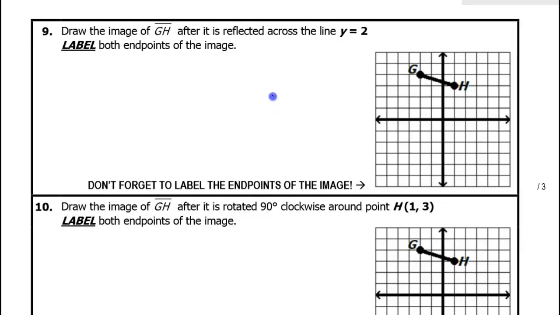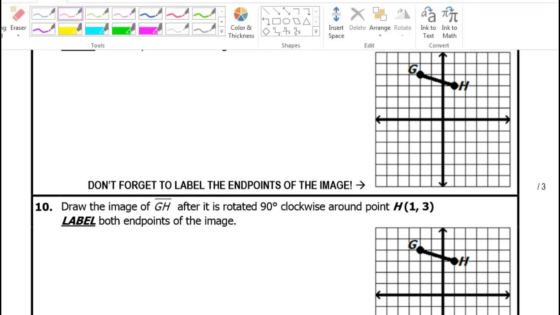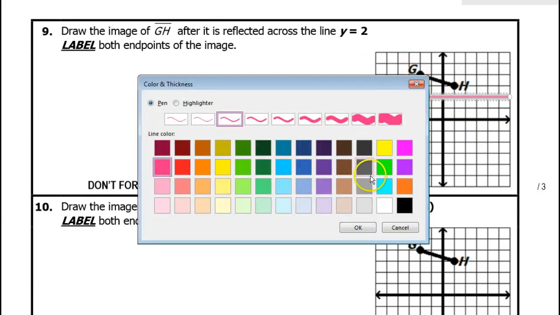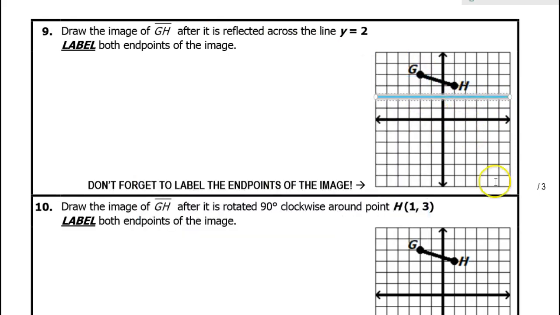Alright, so problem number 9. Draw the image of segment GH after it is reflected across the line y equals 2. The line y equals 2 is a horizontal line at 2, so keep that in mind as we do this. So we need to draw a horizontal line at 2. Okay, that's the line y equals 2.